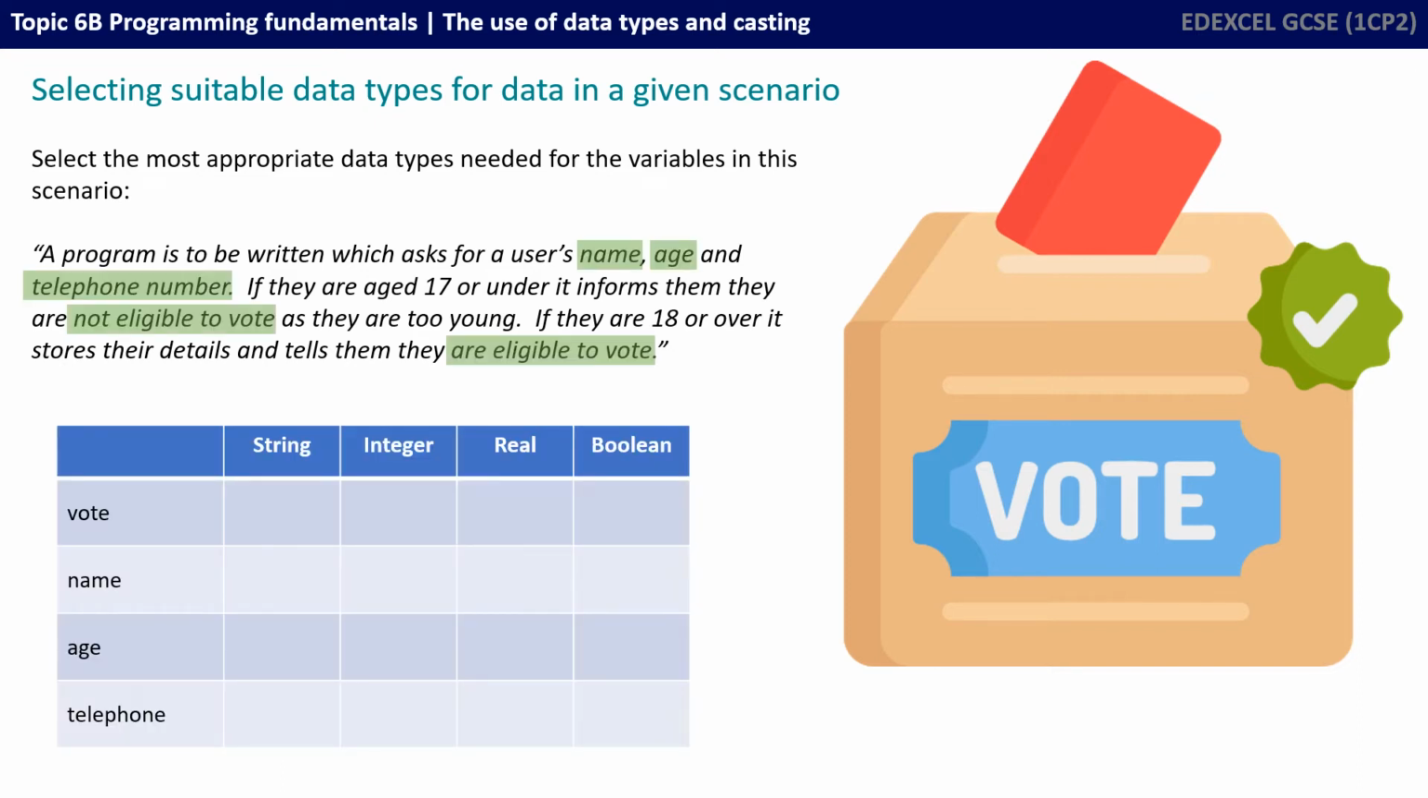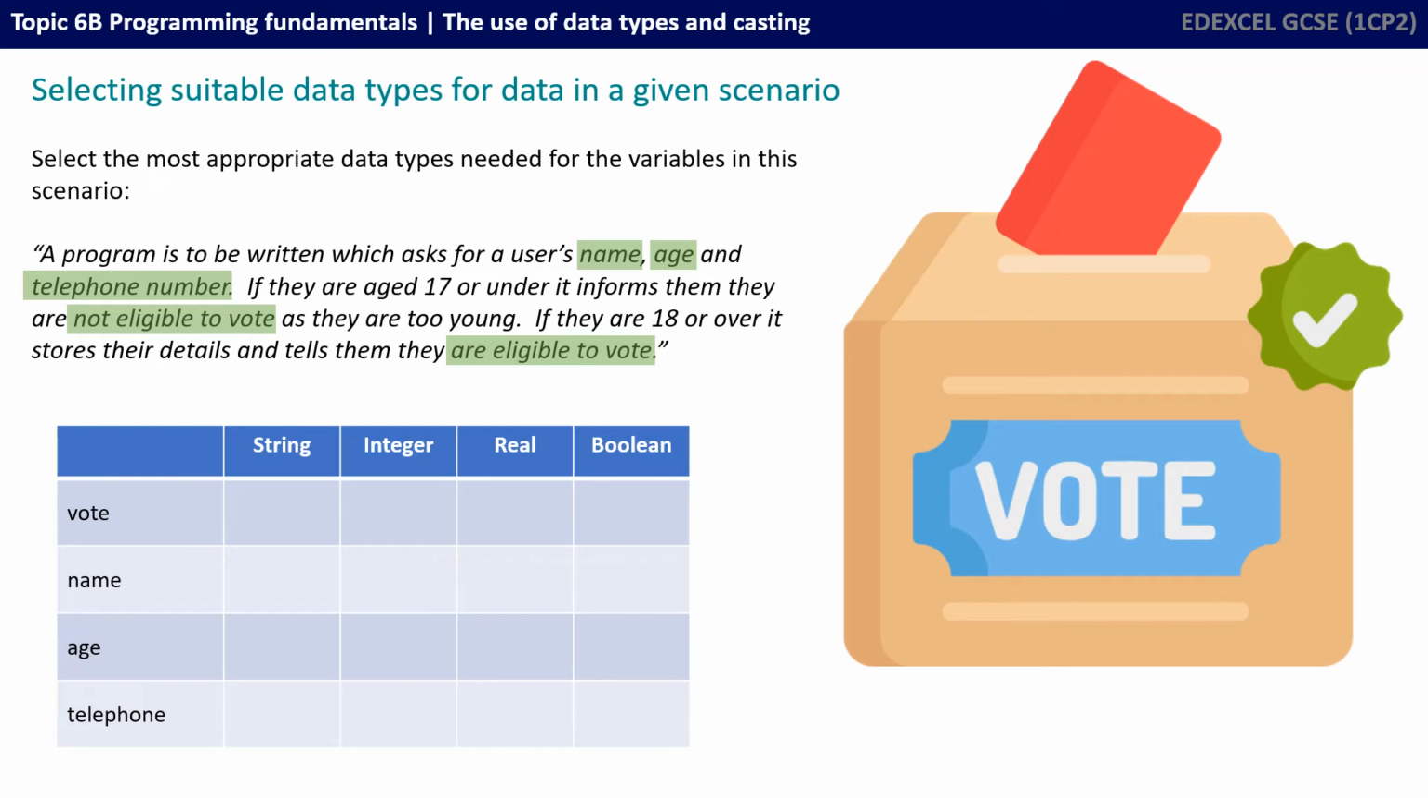So the first thing you have to do is study the scenario and work out all the variables that you would need. Well, the program is asking the user for their name, their age and their telephone number, so it seems sensible that these need to be variables, and I've called them name, age and telephone number. But it's also storing their eligibility to vote, so I've got one more variable called vote. So you can see I've listed those down the left hand side, and each of those variables now needs to be assigned a data type.